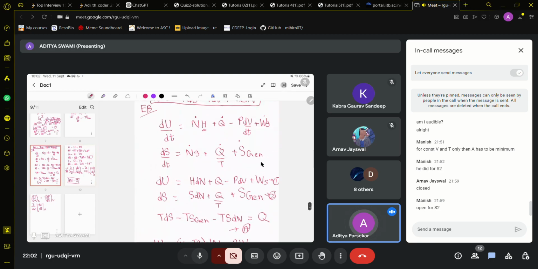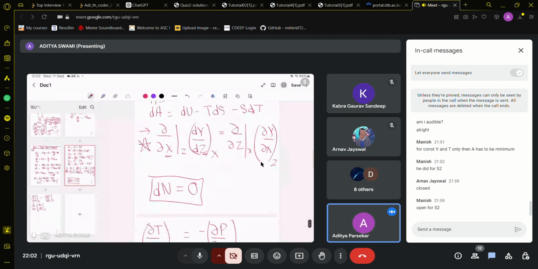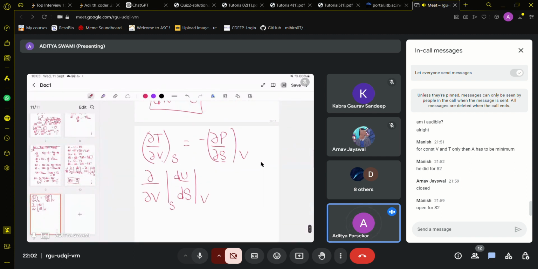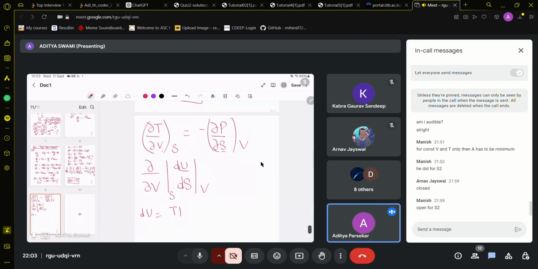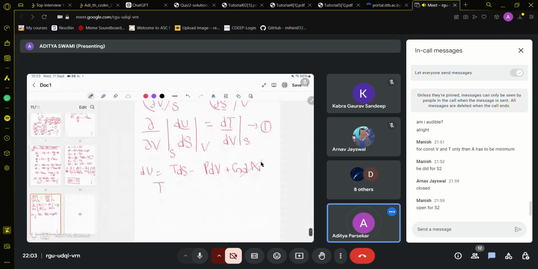So now if you go back to the U equation, du is T ds minus p dv plus mu dn. Again, this is 0. So du by ds at constant volume would be temperature. So what does this become? dT by dV at constant entropy. That's one thing you know. Similarly, du by dv at constant entropy is minus p.